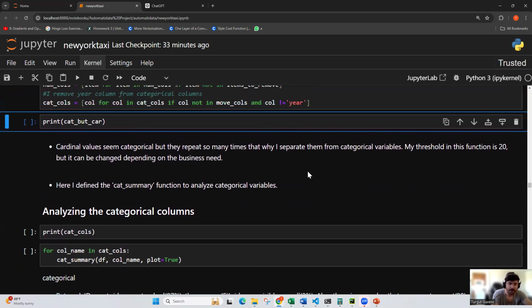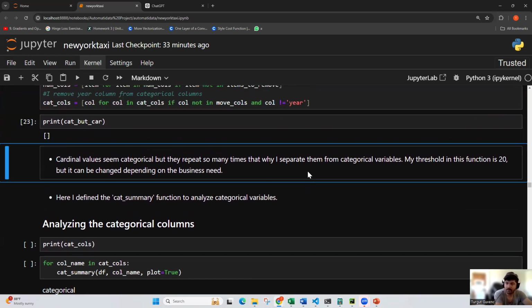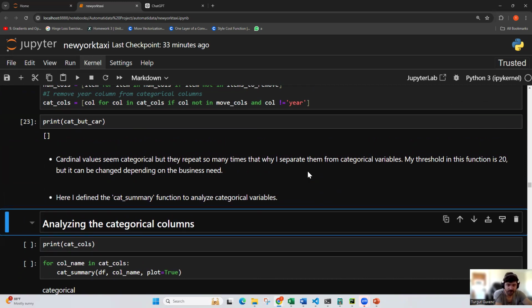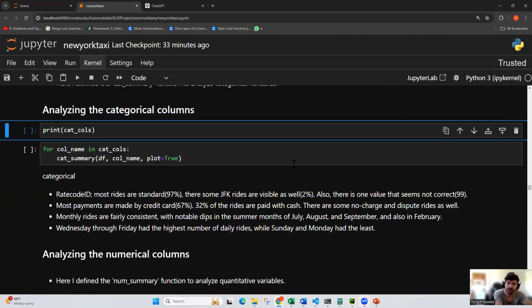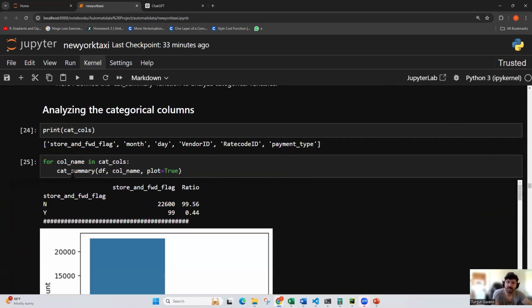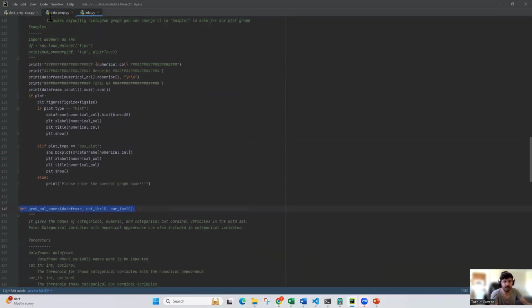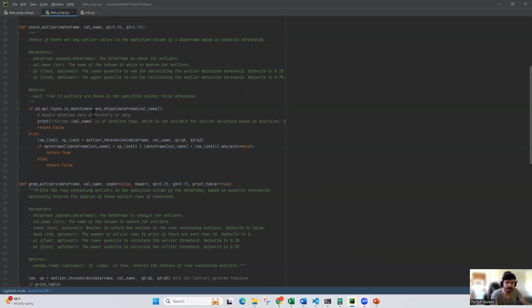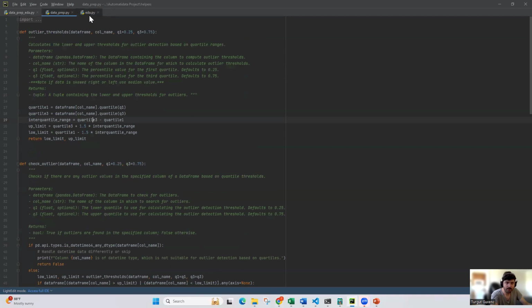Okay, so there is no categorical but cardinal values. I explained what those are. And so, analyzing the categorical values, there is a categorical summary function. Let me real quick show you that one too. Data preparation. Not this one.